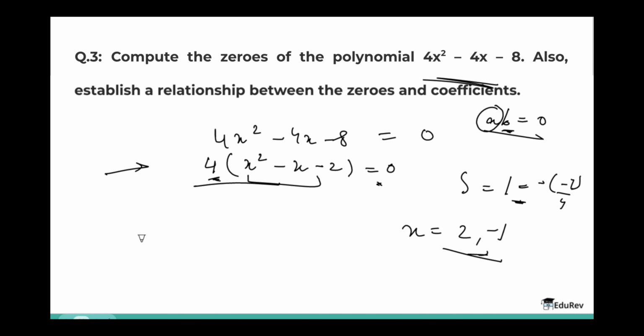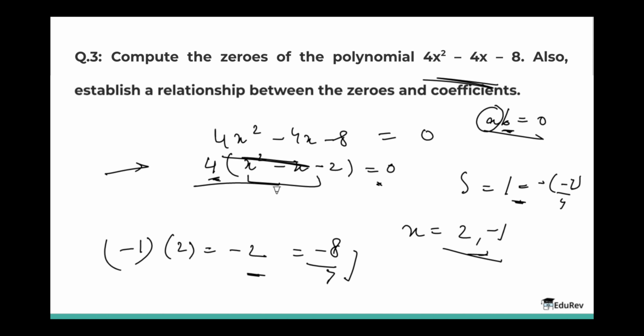So what is going to be the relation between the product of zeros and coefficients? It's going to be minus 1 times 2, which is nothing but minus 2. And this minus 2 can be written as minus 8 by 4. And minus 8 by 4 is the constant upon the coefficient of x square of this particular equation which we are talking about.